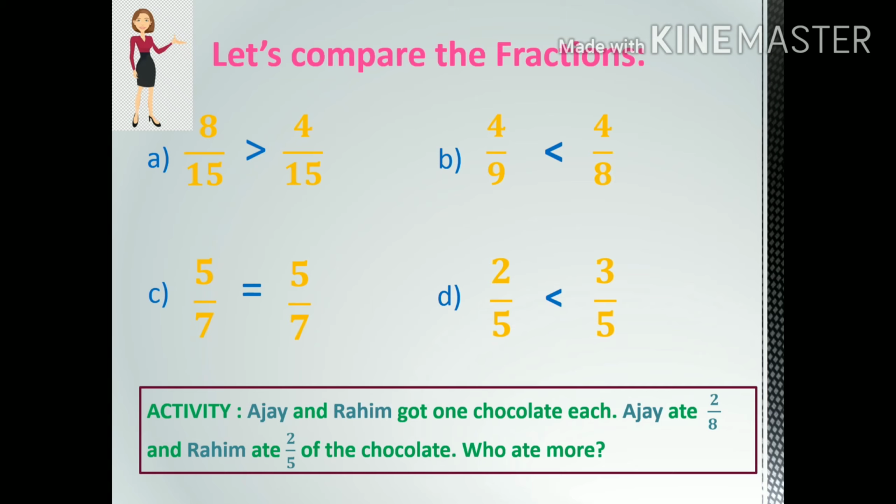Activity for you is Ajay and Rahim got 1 chocolate each. Ajay ate 2 upon 8 and Rahim ate 2 upon 5 of the chocolate. Who ate more?